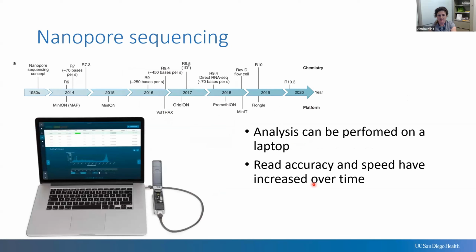And this technology has evolved both in read accuracy and speed of read over time, really from its original conception in the 1980s to its current form. I think Oxford Nanopore did the R9s, but we're at R10.3. The analysis can even be performed on a laptop, although you should certainly get a pretty good processor, which I'll talk about, which is important for excluding human reads.